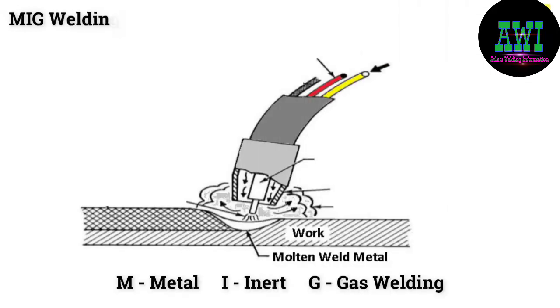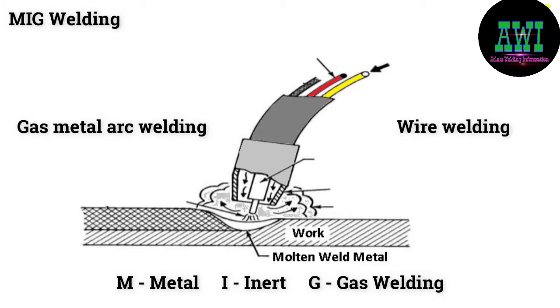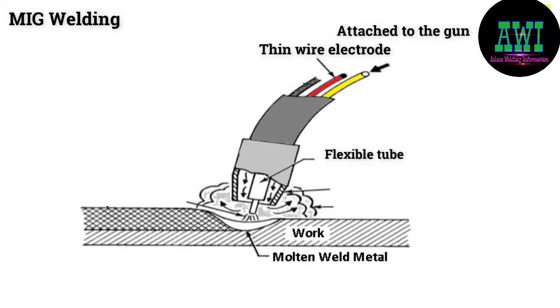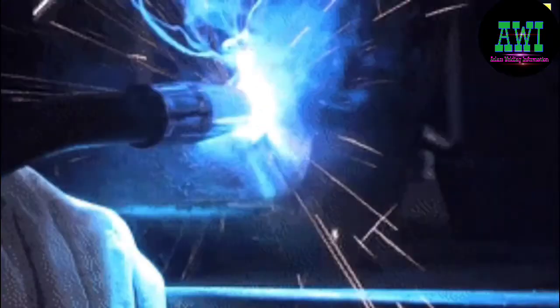MIG welding. MIG stands for metal inert gas welding. This welding process is also identified as gas metal arc welding, which you can also call wire welding. In this type, a thin wire that works as the electrode is fed from a spool attached to a gun through a flexible tube and comes out of the nozzle on the welding gun or torch. The wire is fed continuously when the trigger is pulled on the welding gun.